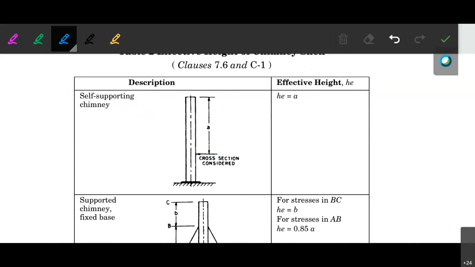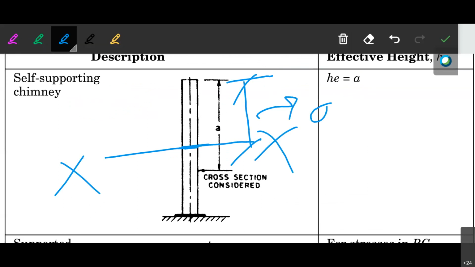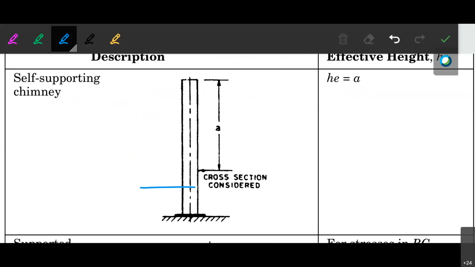Okay, suppose you have taken this particular section, and here you want to find the effective height. In that case, the height from the top will be your HE. Okay, if you are considering this particular section, in that case HE will be again this particular height. Okay, that is from the top of that particular section in case of the self supporting chimney.